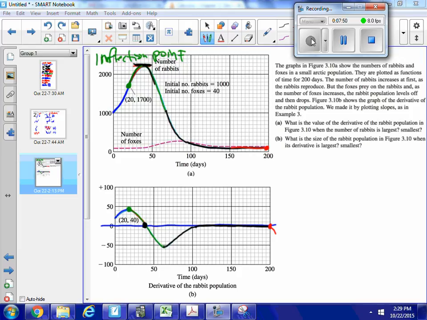I can have the number of rabbits growing, but maybe instead of growing at 50 per day, they're only growing at 30 per day. Well, that's why the derivative is going down from 50 back down to 0.